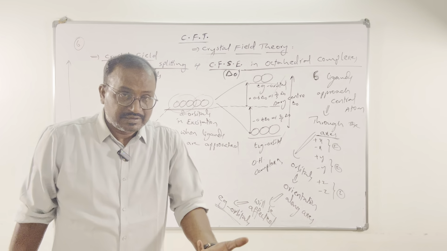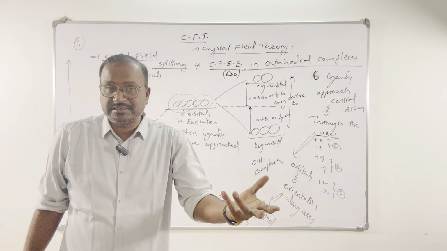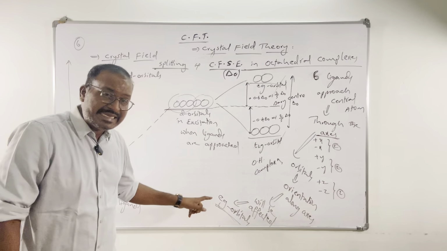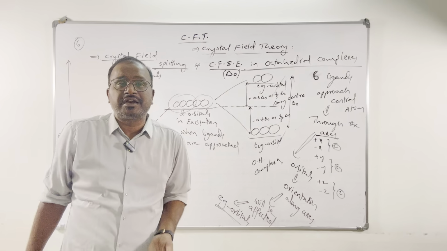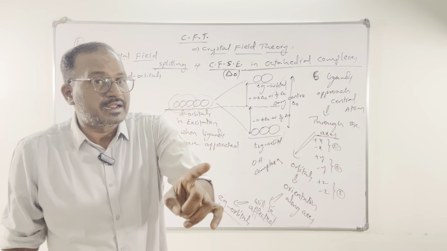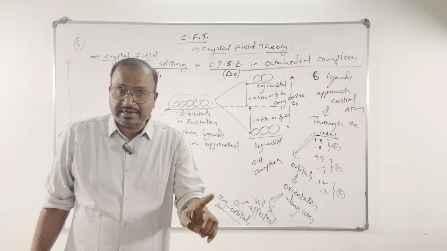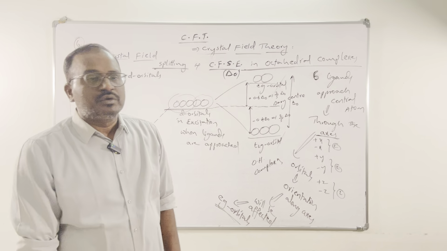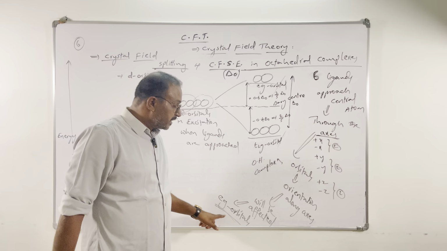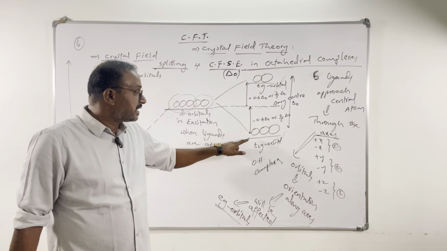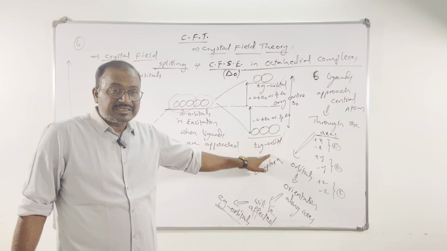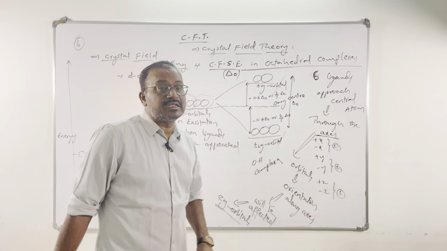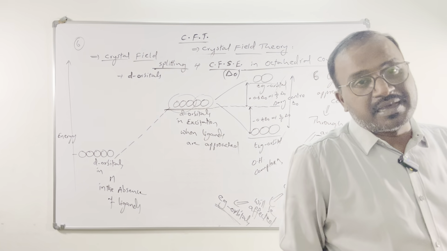oriented along the axis, that is the dx square minus y square and dz square orbitals, which we can call Eg orbitals, will be affected more due to secondary interaction. Then they split into two groups: T2g orbitals will have less energy than the barycenter, and Eg orbitals contain more energy than the barycenter.